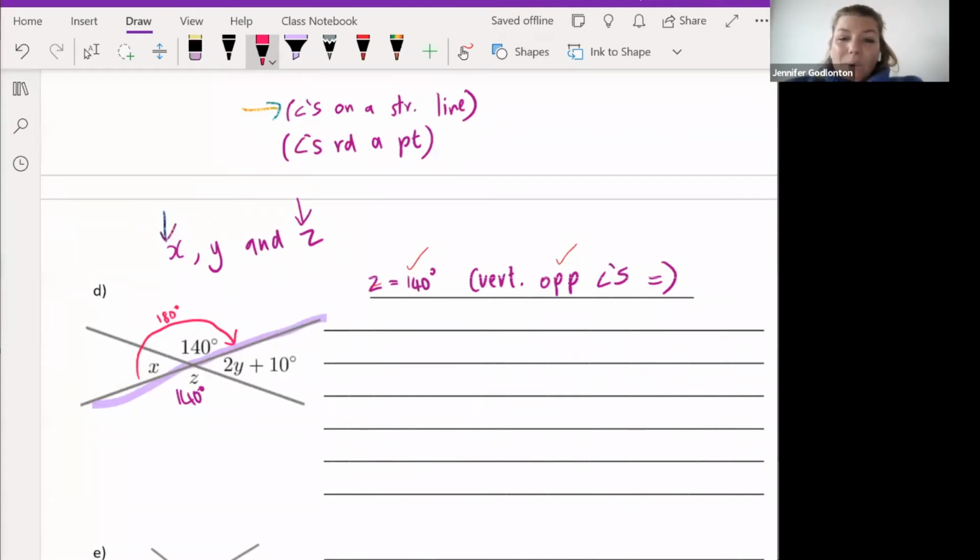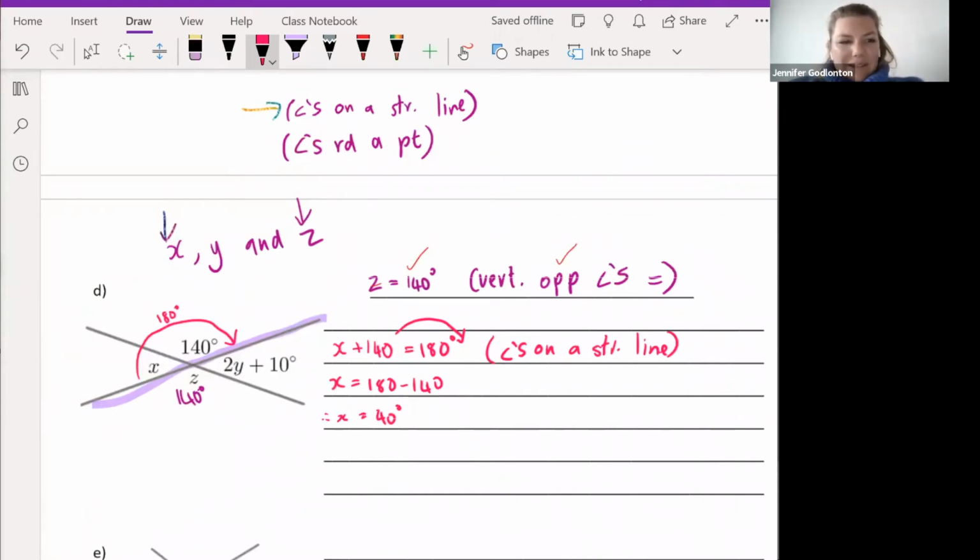So we can say, well, cool, that means that X plus 140 needs to equal 180 because of angles on a straight line. Then this 140 moves to the other side. So we have X is equal to 180 minus 140, which means X is going to equal 40 degrees. Not so bad. I know it looks scary, but do you see now how it's not so bad?